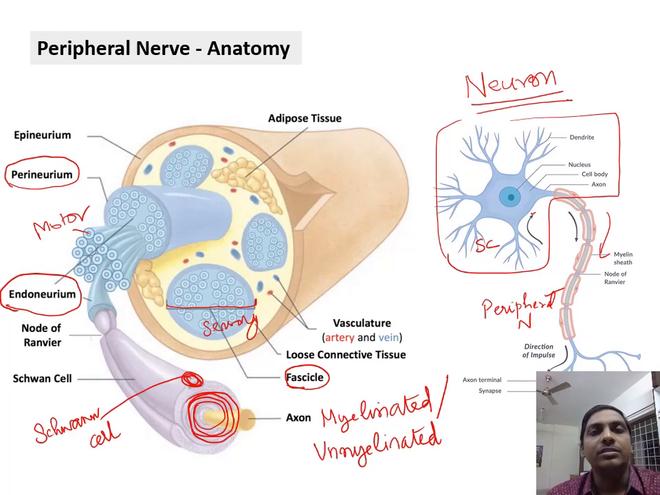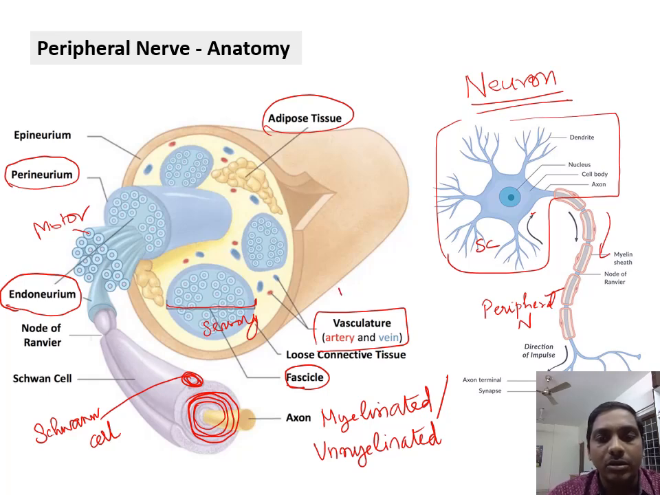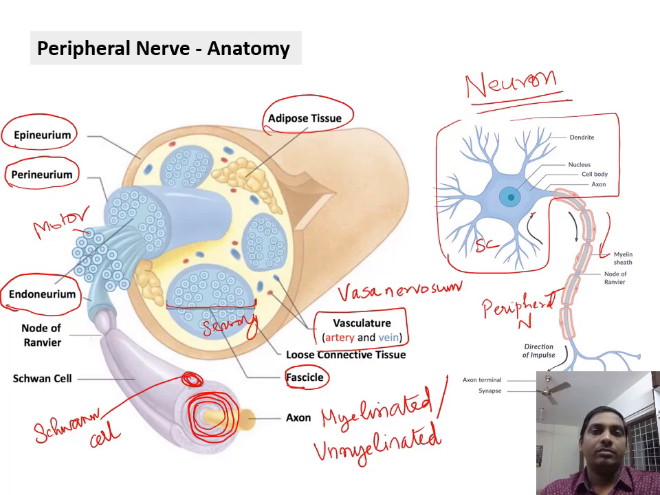All these fascicles, along with connective tissue like fat and blood vessels, are enclosed together. These blood vessels, artery and vein, are called vasa nervosum, as they supply the nerve. All these are collectively enclosed in a sheath called epineurium. To describe this better, epineurium is the outermost covering of the nerve, the nerve fascicles are covered by perineurium, and the nerve fiber is covered by the endoneurium. With this clarity in anatomy, we will move on to peripheral nerve injuries.